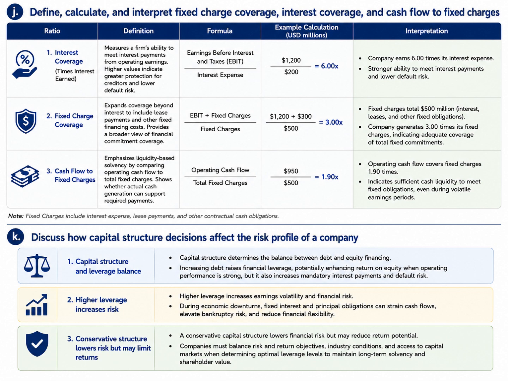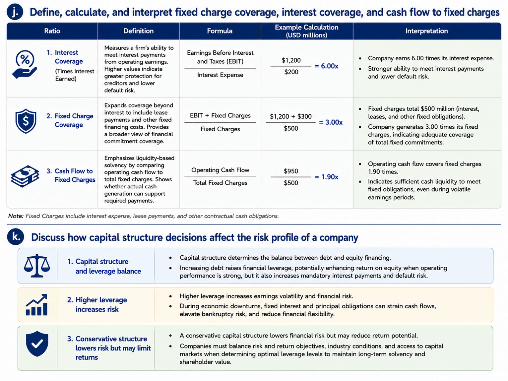Capital structure determines the balance between debt and equity financing. Increasing debt raises financial leverage, potentially enhancing return on equity when operating performance is strong, but it also increases mandatory interest payments and default risk. Higher leverage increases earnings volatility and financial risk. During economic downturns, fixed interest and principal obligations can strain cash flows, elevate bankruptcy risk, and reduce financial flexibility. A conservative capital structure lowers financial risk but may reduce return potential.